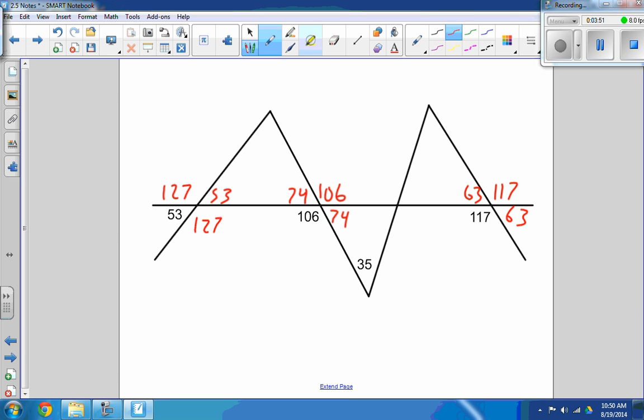Next, I've got, this is a triangle, this is a triangle, and this is a triangle. Now, we should remember from previous unit that triangles add up to 180. So 53 plus 74 plus something adds up to 180, and we get 53. Here, at this other triangle, 74 plus 35 plus something adds up to 180, 71.